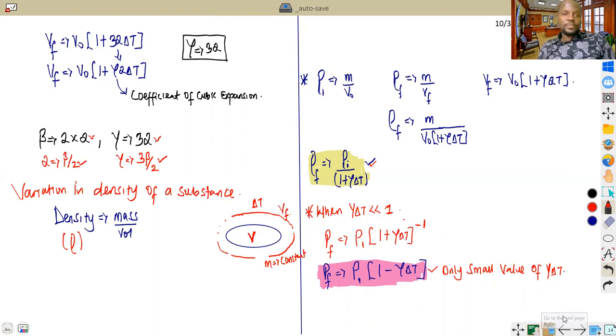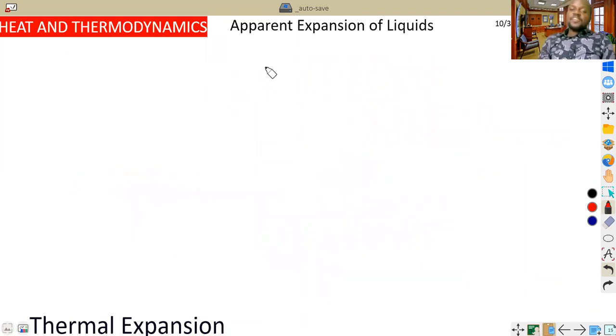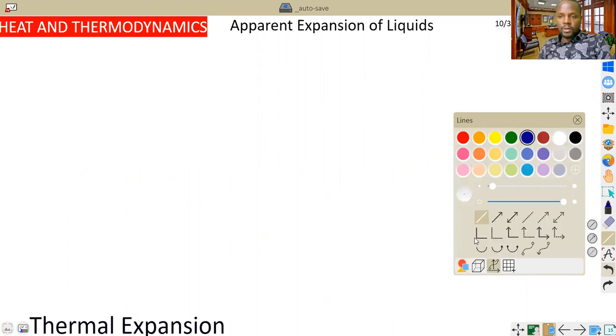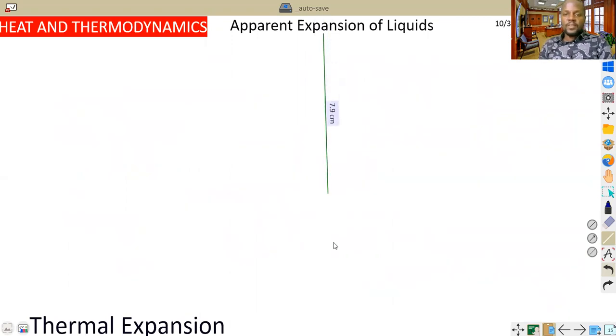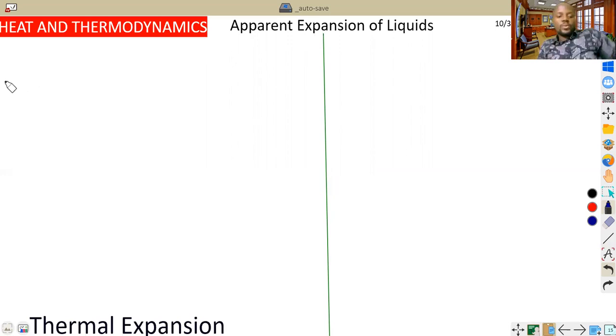About the next slide, we have apparent expansion of liquid. For understanding's sake, maybe I should rule this page for us to have more space. I hope we are getting all this, because understanding is very, very important in physics. Now, when we talk about apparent expansion, we are talking about the change or increase in a system where there is a difference in expansion between two substances. So students need to understand this.